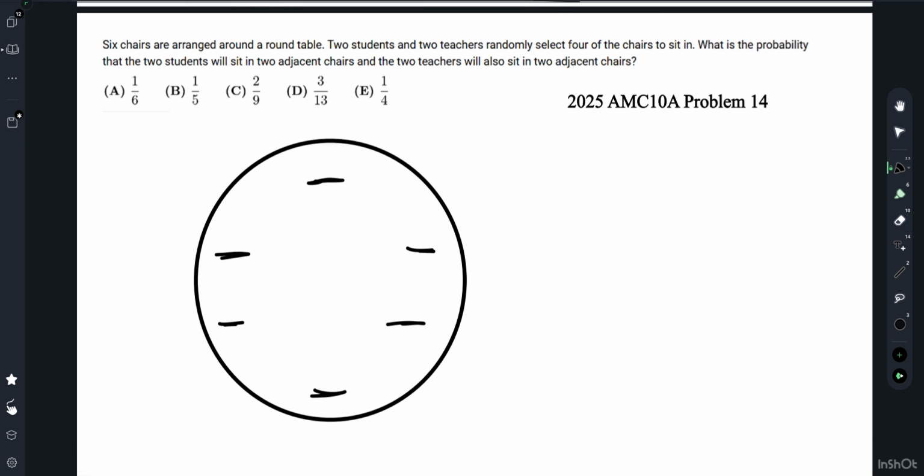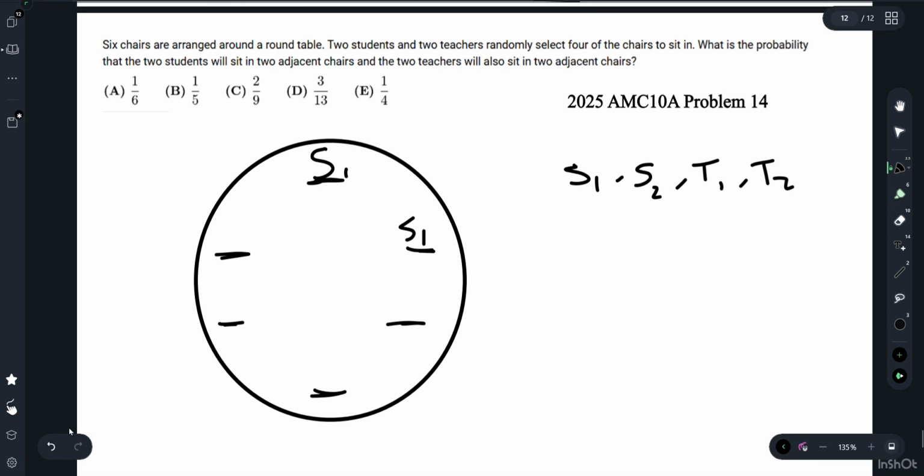So let's have S1 be student 1, S2 be student 2, T1 be teacher 1, and T2 be teacher 2. So let's just put S1 right here to anchor the table down. It doesn't really matter that we put S1 here because S1 being here versus there, it all doesn't matter. Now that we've anchored down the round table, now it matters that either someone's to the right of S1 or someone's to the left. Now the order does matter. So that's the key part to doing this problem.